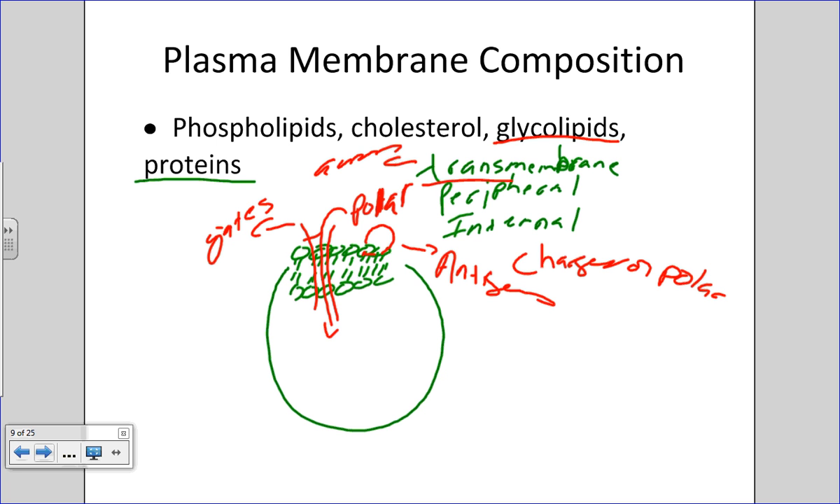Glycolipids are fats that are conjugated with carbohydrates. When I say conjugated, I mean two different molecules are joined together, like a fat and a carb, or a protein and a carb, or a protein and a fat. Basically these glycoproteins or glycolipids affect interactions between cells.